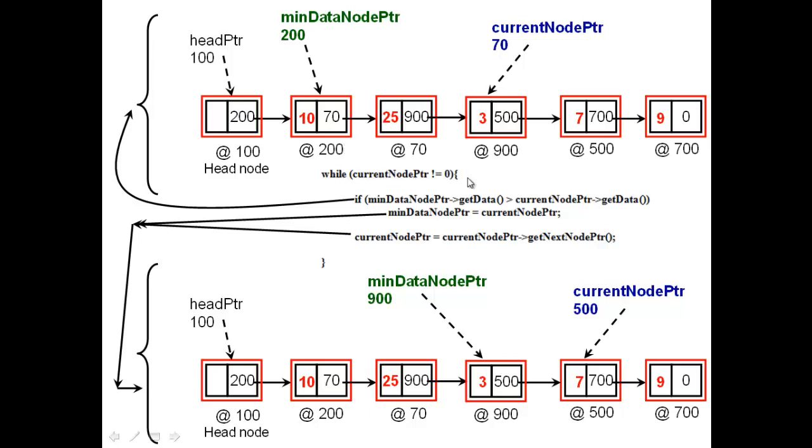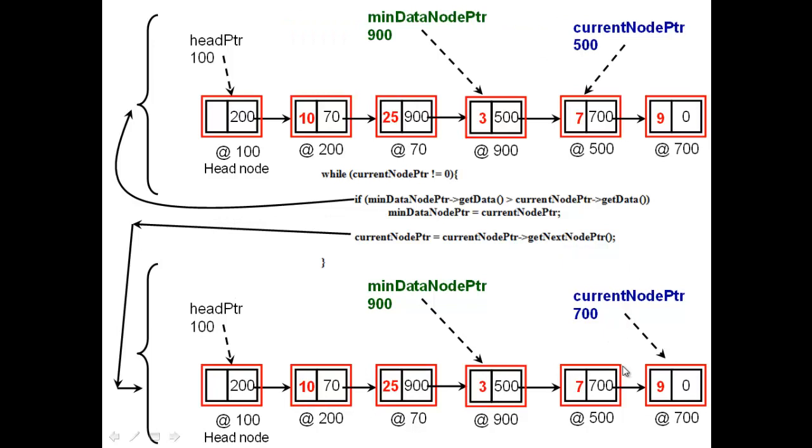Check if the current node pointer is null or not. 500, so it's not null. So get inside the loop and now compare the data at the node pointed by min data node pointer, which is 3, with the data at the current node, which is 7. So is 3 greater than 7? No, it's not true. So don't go into the if block. So min data node pointer still stays at 900. Then move the current node pointer further down. So current node pointer will be 700, pointing to this data node.